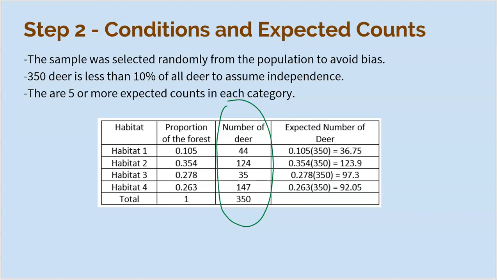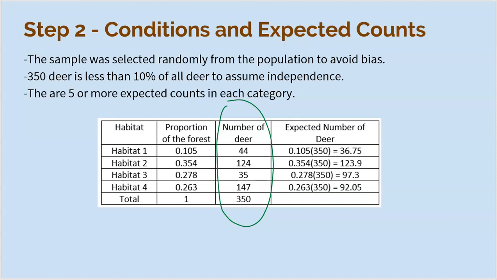Okay, so if habitat 1 is 10.5% of the forest, then 10.5% of the deer should live there. So 0.105 times 350 deer, there should have been 36.75 deer there. Now, I know that you can't have 36.75 deer, but it's an expected value. It'd be an average in the long run, so we actually are totally okay with leaving a couple decimals here. I usually round to 2.